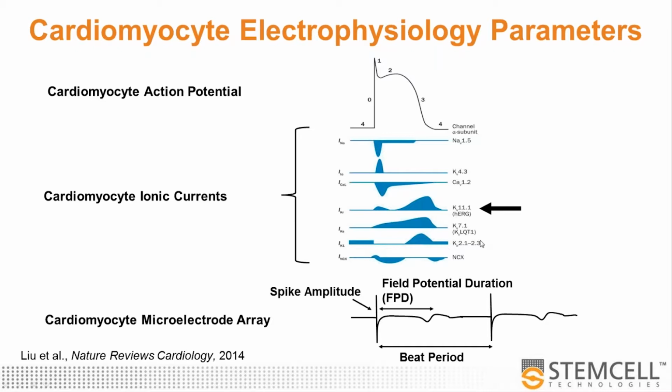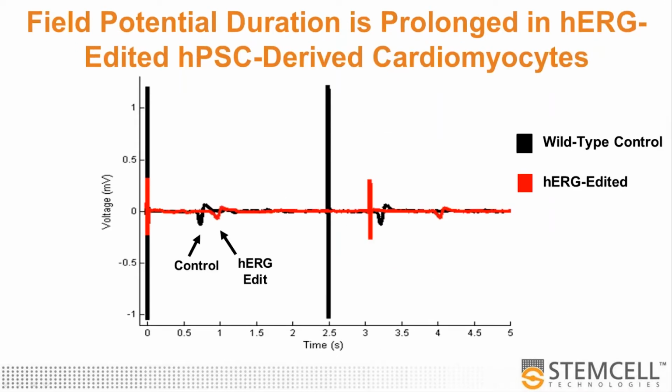And specifically now, we're going to be looking at the edited hERG mutation, which causes the heterozygote hERG in that edited line. And so we'll be expecting an effect on the field potential duration, since this is representative of repolarization. So here is an example. The black line is the control, and the red line is the hERG edited.